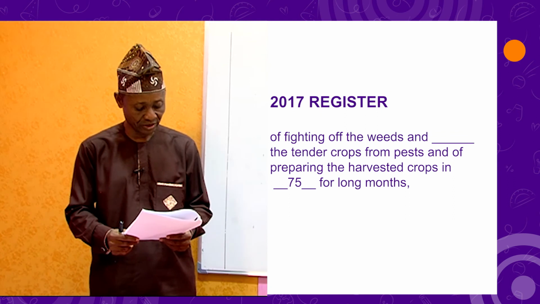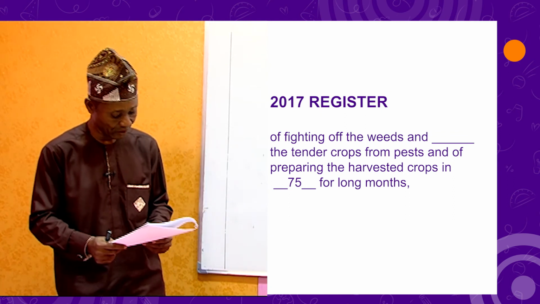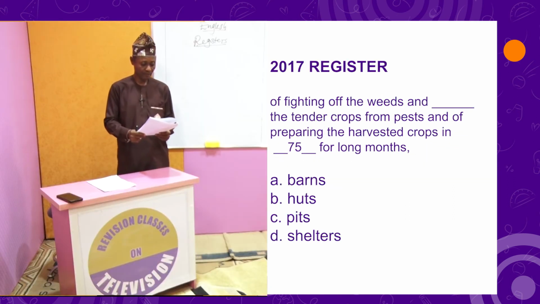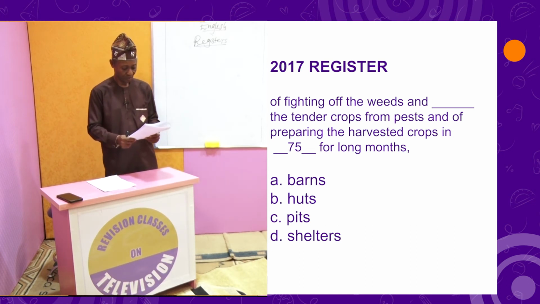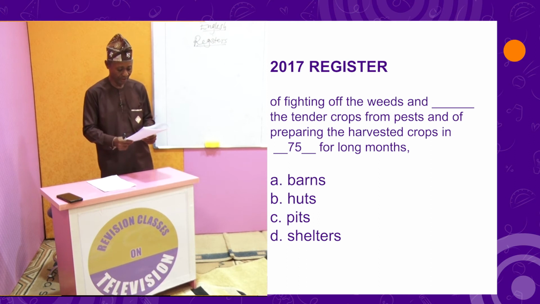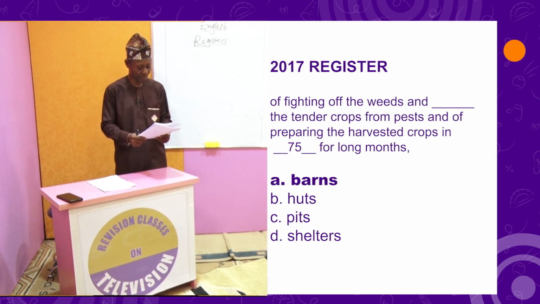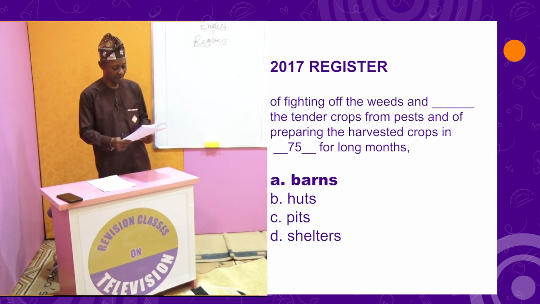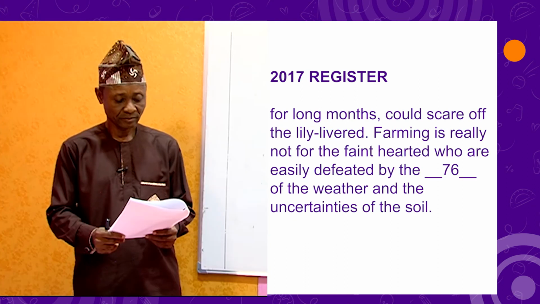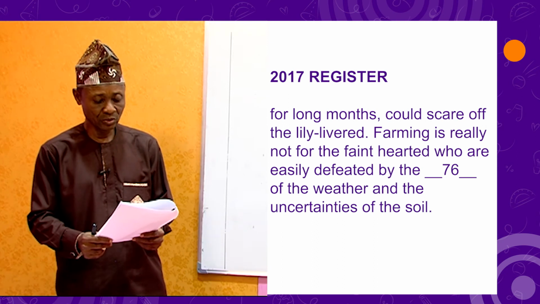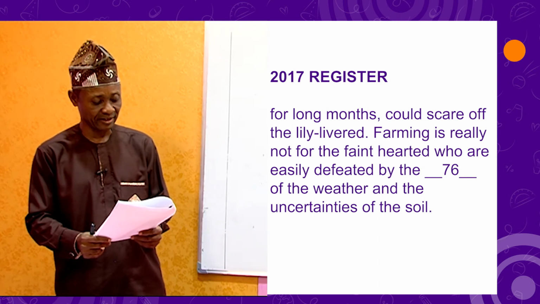Now for question number 75, we have the following options. A, barns. B, huts. C, pits. D, shelters. Option A, which is barns, is the appropriate answer to that question number 75. For long months, could scare off the lily-livered.